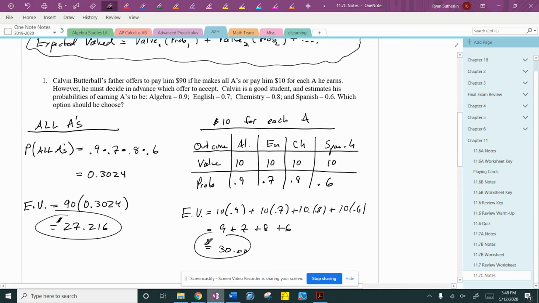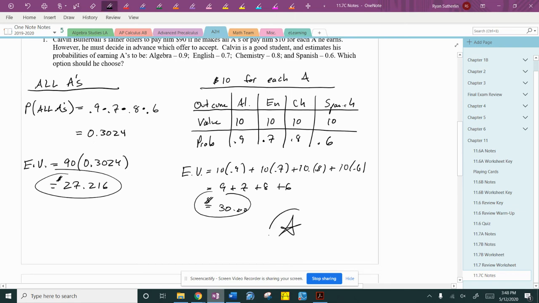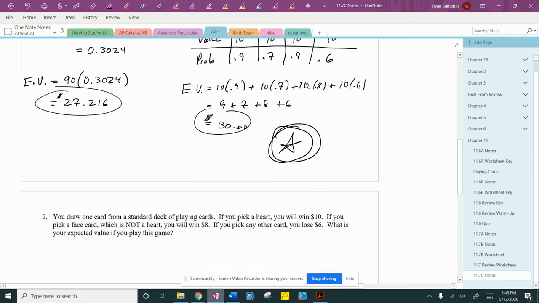So which one should he do? He should take the second deal based on the probabilities because the mathematical expectation for that deal is higher. Taking logic and thinking out of it, you're just using the probabilities. You're following the numbers. Okay, let's look at number 2.